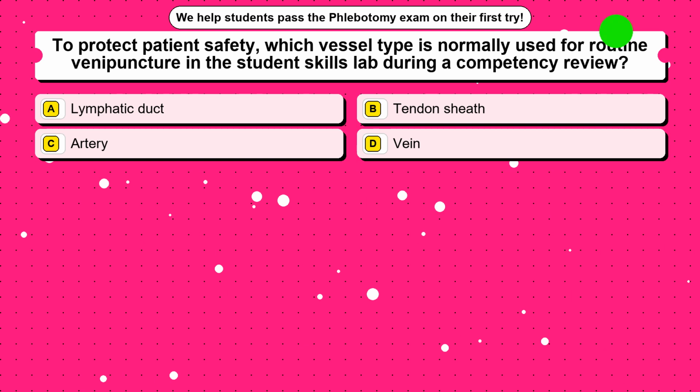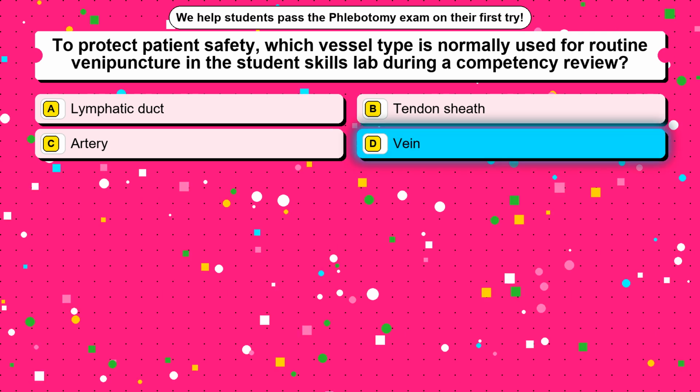Question 85. To protect patient safety, which vessel type is normally used for routine venipuncture in the student skills lab during a competency review? Option A. Lymphatic duct. Option B. Tendon sheath. Option C. Artery. Option D. Vein. The correct answer is option D.